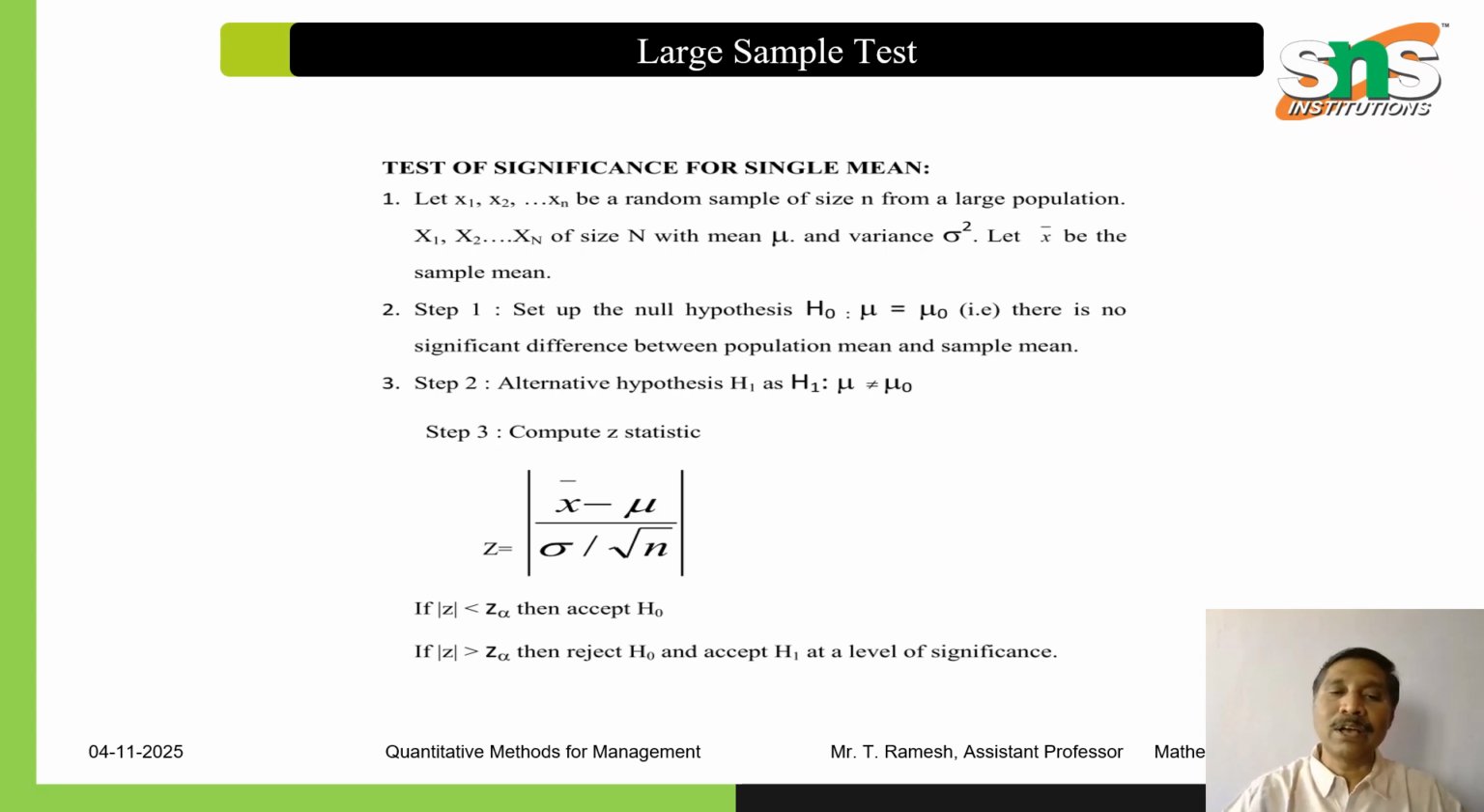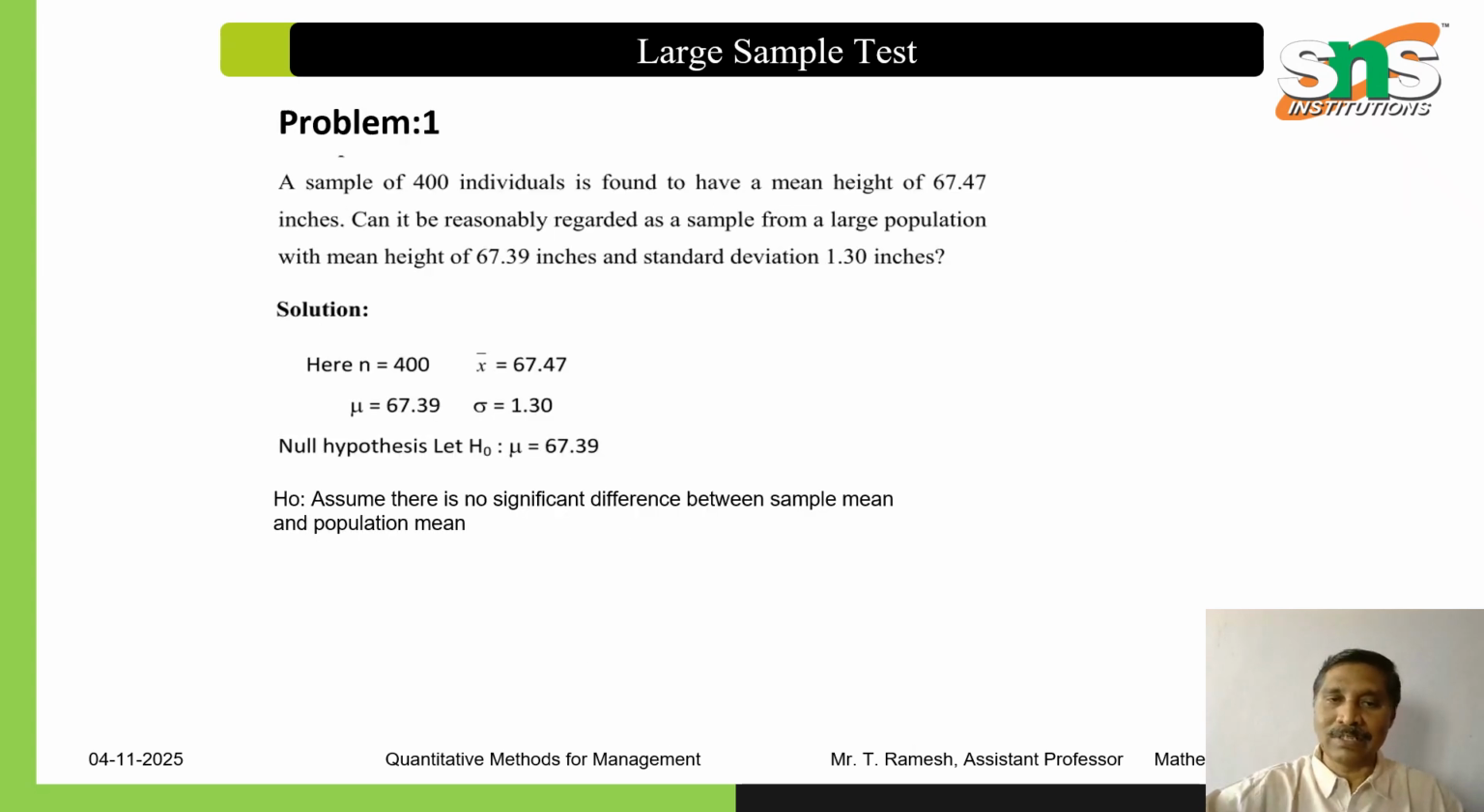Next, the third step, compute the Z statistic. The Z statistic is x bar minus mu divided by sigma by root n. If it is negative, we take the modulus. If the modulus of the statistic value is less than the critical value, then we accept the H naught. Otherwise, we reject the H naught.